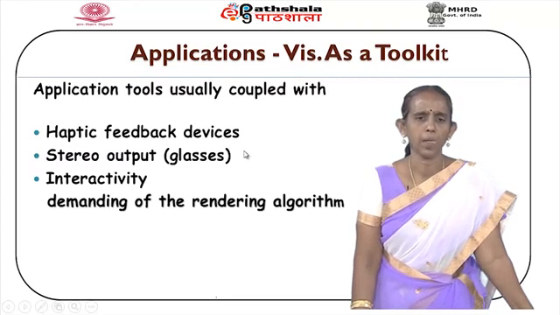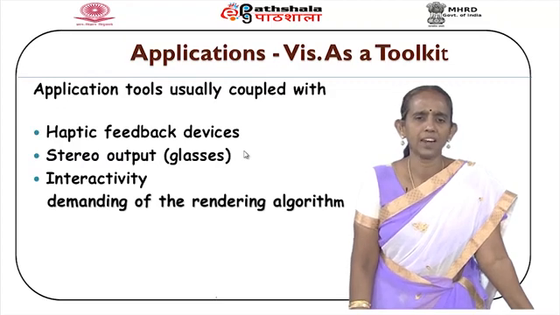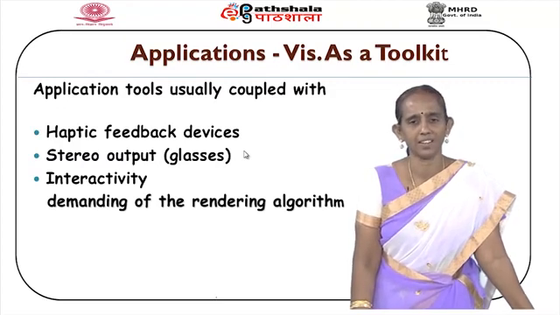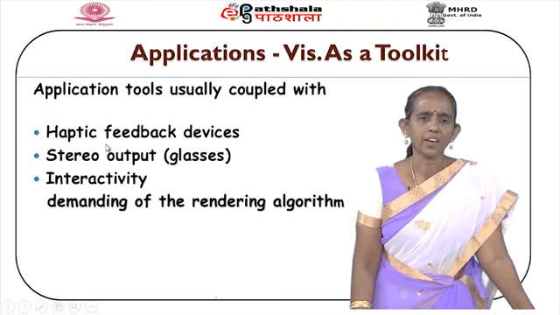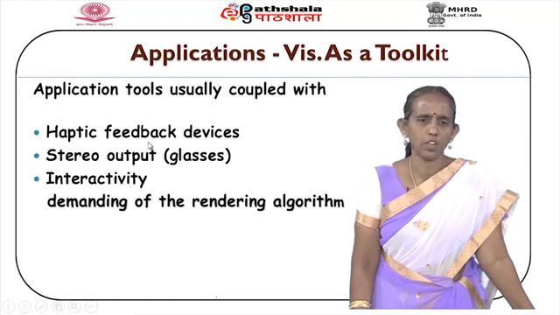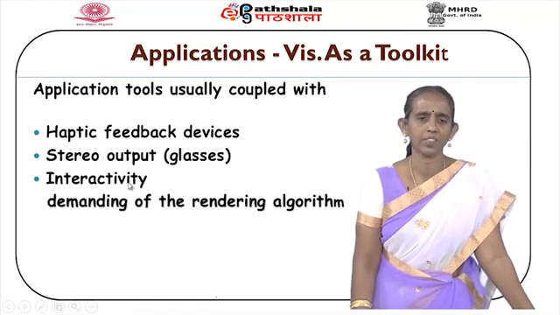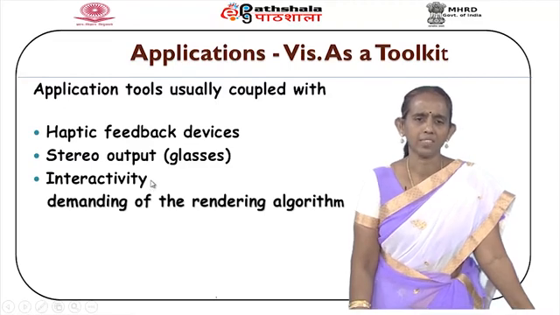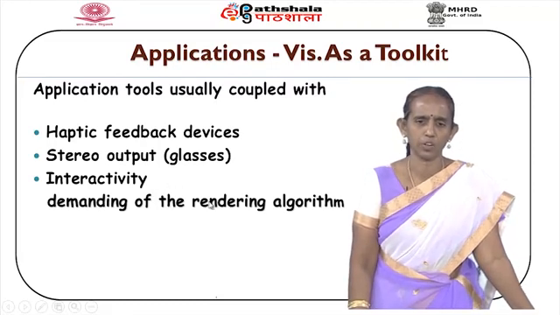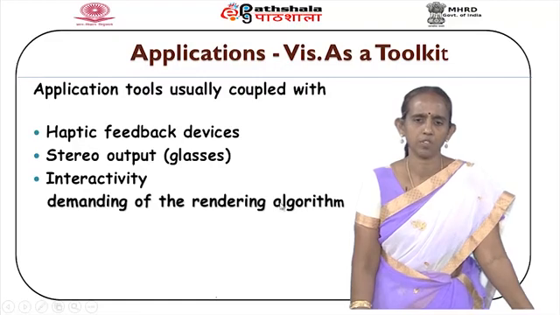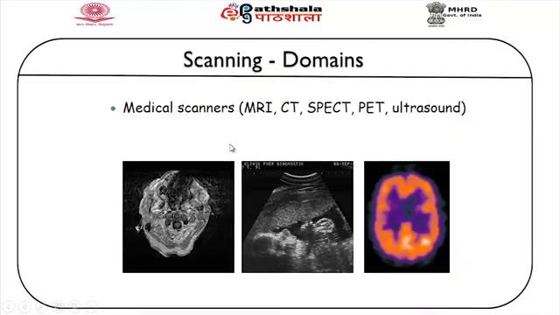Stereo output is nothing but, with the help of 3D glasses, it is possible for us to view the entire information in the form of a three-dimensional object. And then it is also possible for us to have some kind of interactivity in the case of stereo output devices. The users can also interact with the three-dimensional objects being displayed, and rendering these three-dimensional objects becomes very difficult. There are various rendering algorithms that are used to render such objects. So some of the medical scanners that we have at present are MRI, CT, PET, ultrasound, and SPECT.